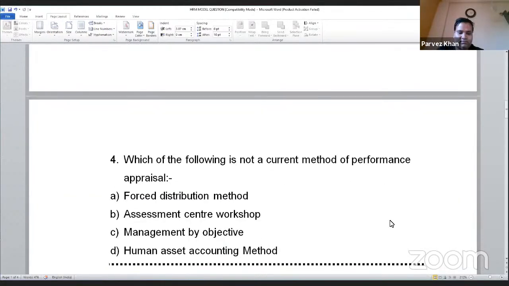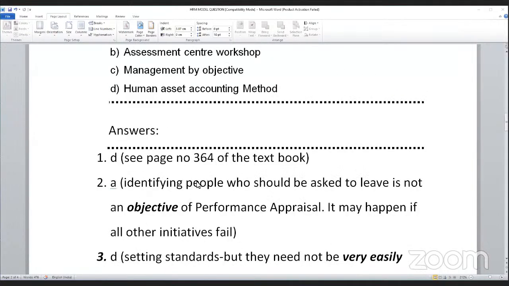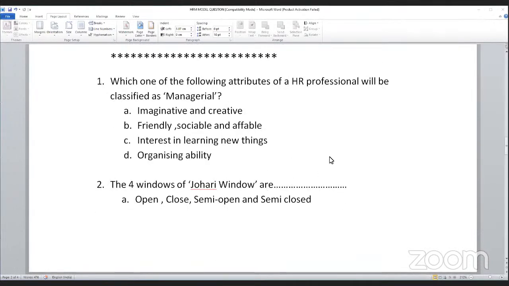Okay. The next question here is, which of the following is not a current method of performance appraisal? Hope you remember, I discussed that there are traditional methods of performance appraisal and the current methods of performance appraisal. So which is not a current method? Post distribution, assessment center, management by objective, human asset accounting method. Yes, madam. A is the traditional method of performance appraisal. Perfect. Thank you. Then we'll move ahead with a few other questions.